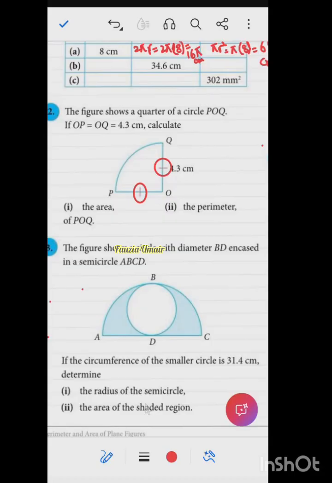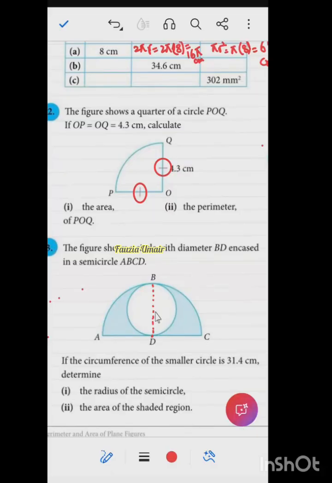First of all, we need to observe what the relation is between these two circles. If BD is the diameter of this smaller circle, then this diameter is actually the radius of the bigger circle. Can you observe this? BD, which is the diameter of the smaller circle, is basically the radius of the bigger semicircle, right? So we will find out the diameter first, and then proceed further.